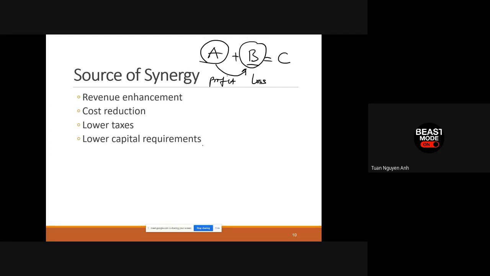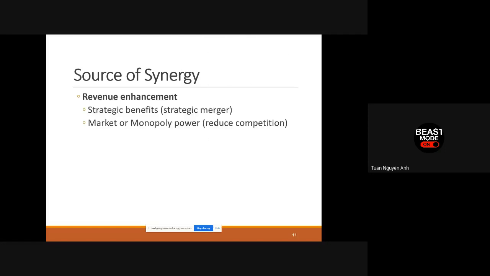Or lower capital requirement. Sometimes we only have to invest in one facility instead of two facilities. So we will go into more detail in each of these things, and in more detail you will see some examples.